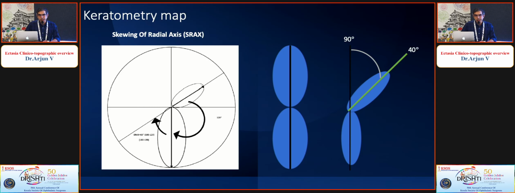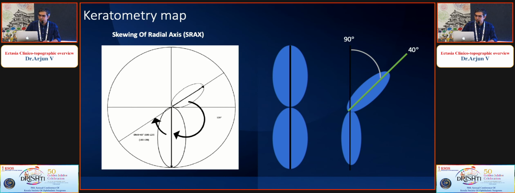One more aspect is that in any topographer, the astigmatism is represented by the bow tie or two ellipses. If it's a regular astigmatism, both the ellipses will be in the same radial axis, but if it is irregular, one of the ellipses will start deviating away from it. This is known as skewing, and the amount of deviation will give you the idea about whether it's significant or not significant.